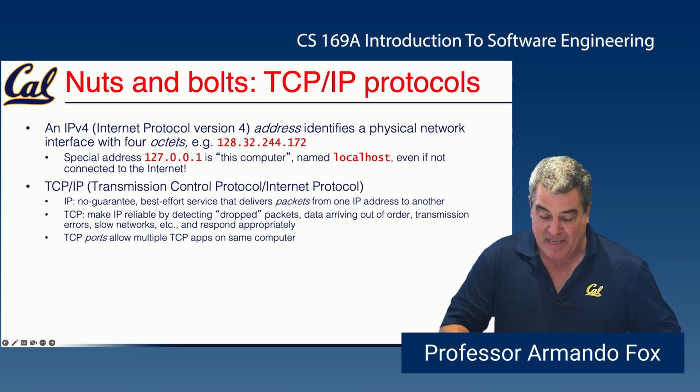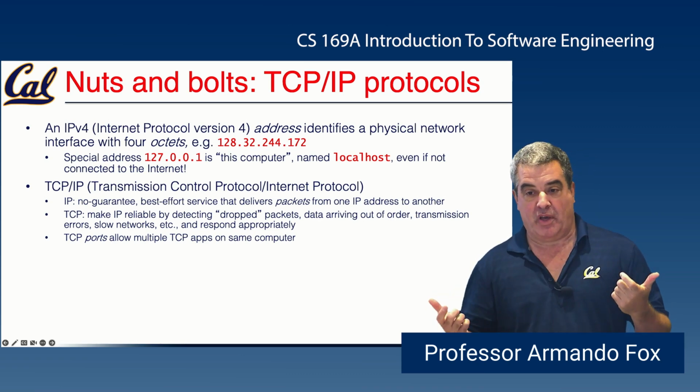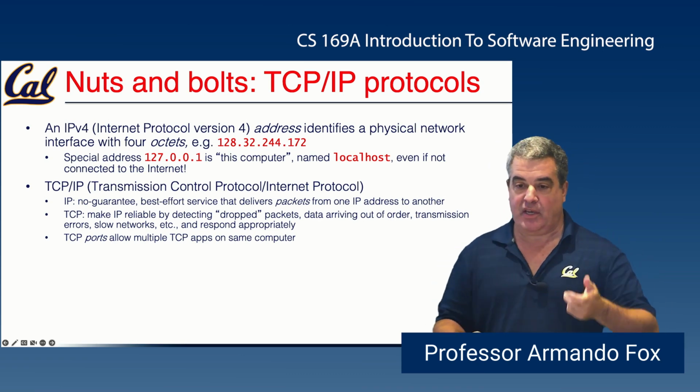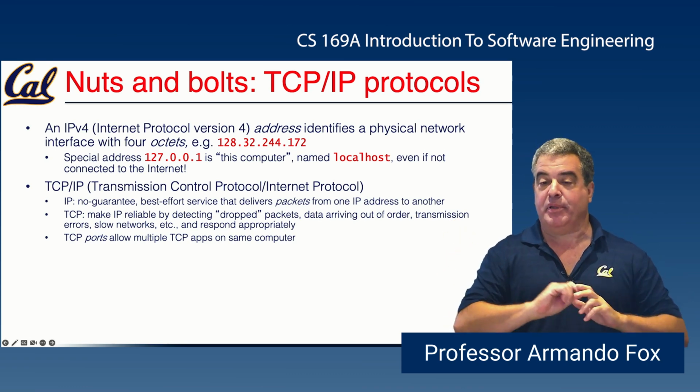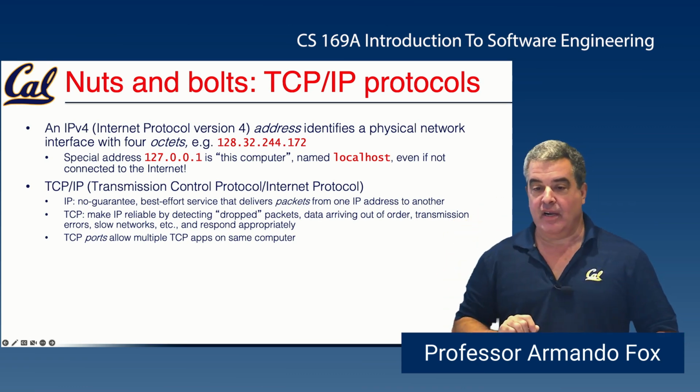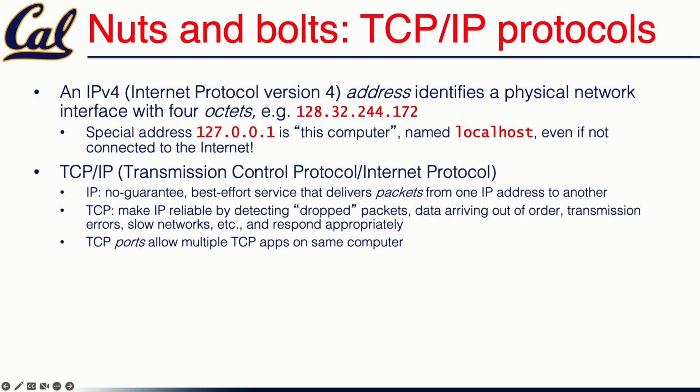So IP is a best effort protocol that tries to deliver packets from one IP address to another. All you can do at the level of IP is say, here's an IP address, here's a small packet which is constrained in size, please try your best to get it over there. And IP may or may not succeed in doing that. And if you send multiple packets, they may or may not arrive in order or at all.